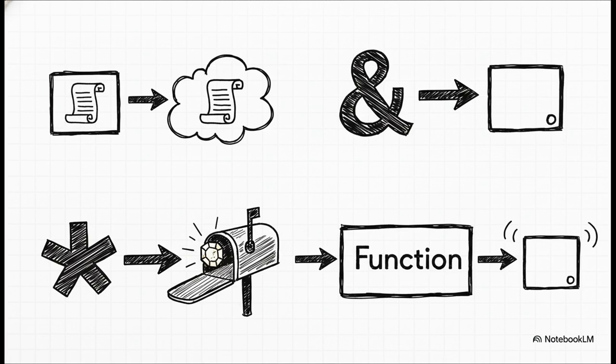1. A pointer is just a variable that holds a memory address. 2. The ampersand, &, gets you that address. 3. The asterisk, star, gets you the value at that address. And 4. This whole system is what lets functions directly change the variables you give them. That's it. That's the core.